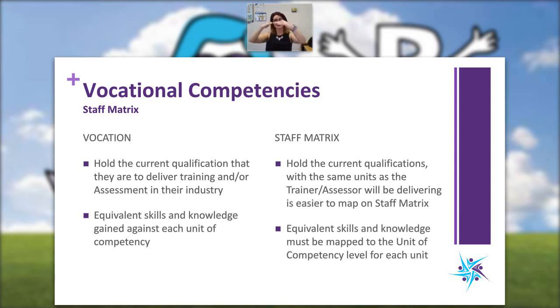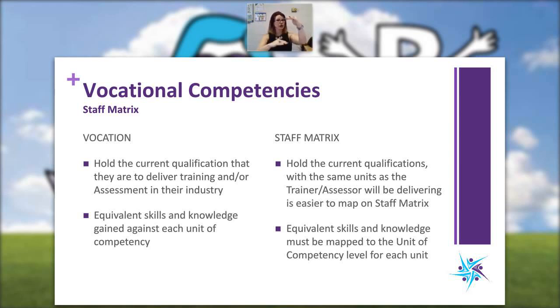You cannot have a trainer or assessor who has a qualification below. So for example, if you're going to be delivering a diploma in leadership and management and a trainer or assessor has a Cert 4 in business or small business management or something like that, they don't hold the qualification above, so you won't be able to map it above. So you can map the sufficient units that they have against the unit of competency for the diploma level, but you also have to map in all the skills and knowledge that they have at that level.